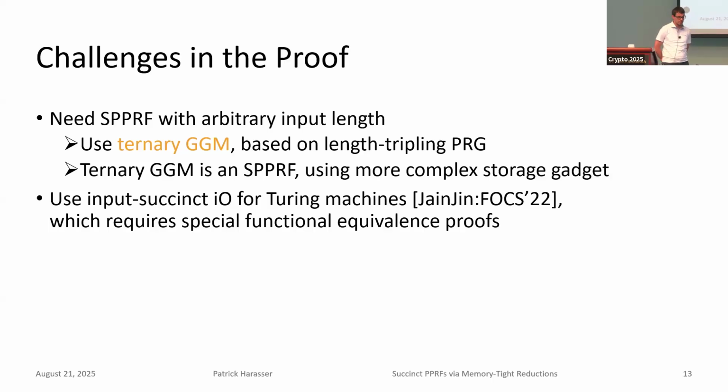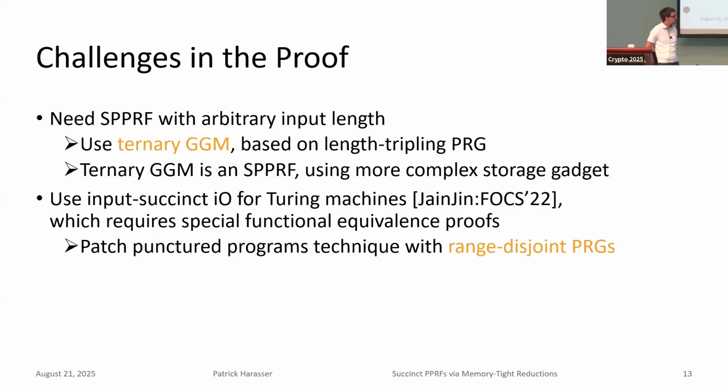for Turing machines. Prior work of Jain and Jin has constructed such an input succinct I/O from I/O for circuits, but using it requires giving proofs of functional equivalence in a special proof system, which has the disadvantage that it rules out the usual proof technique in I/O proofs that a random value lies outside the range of a length doubling PRG with overwhelming probability. We circumvent this problem by the puncture programs technique with range disjoint PRGs. This allows us to argue more or less along the same lines as the usual argument.